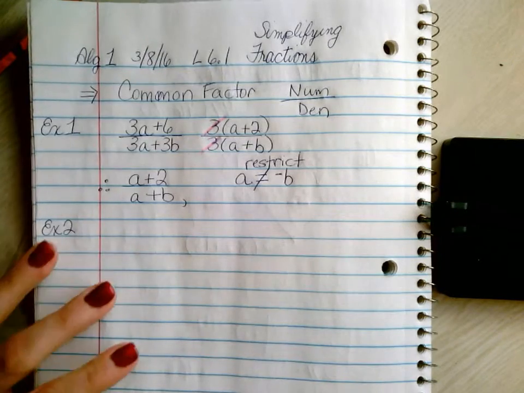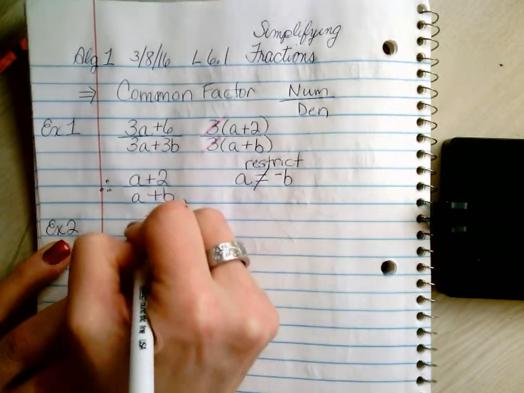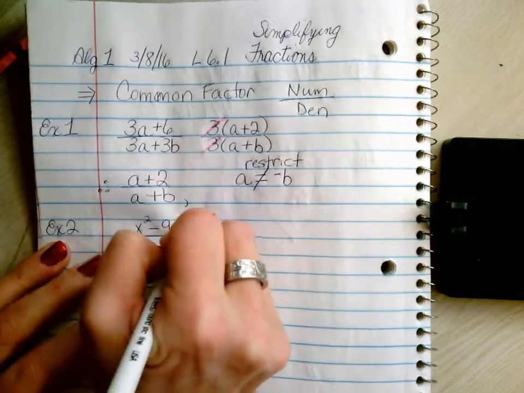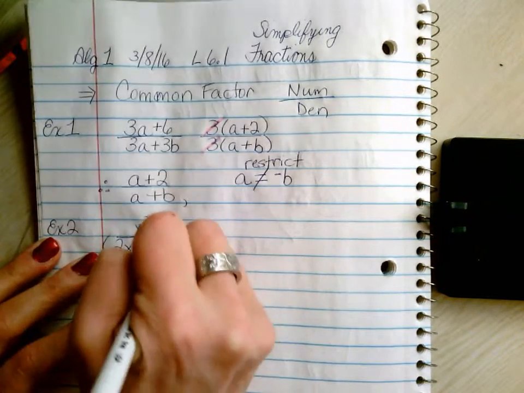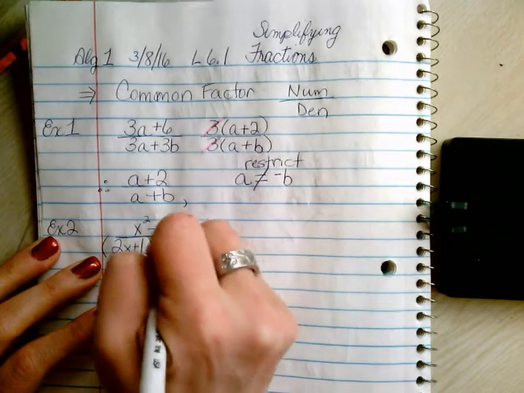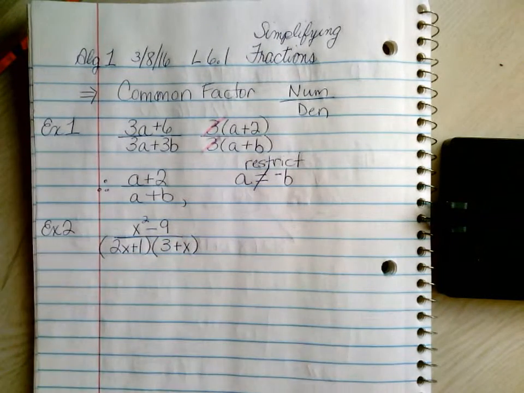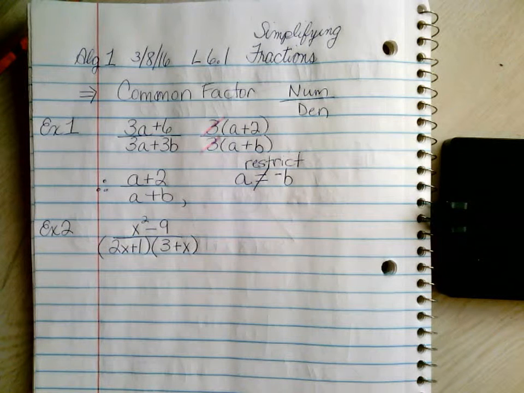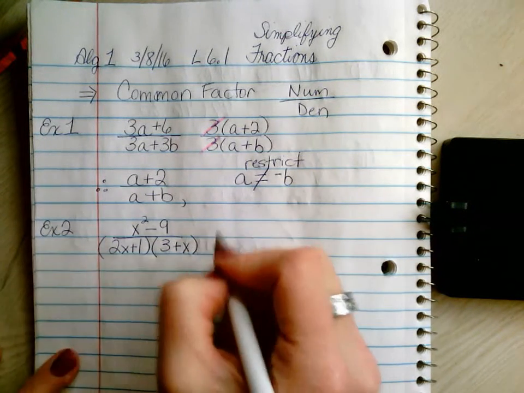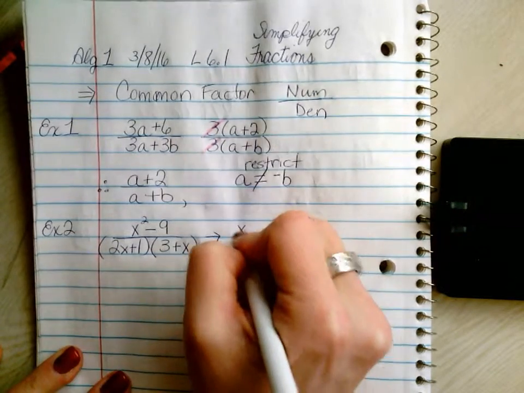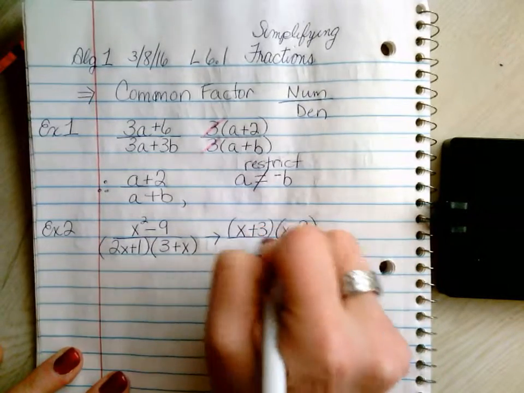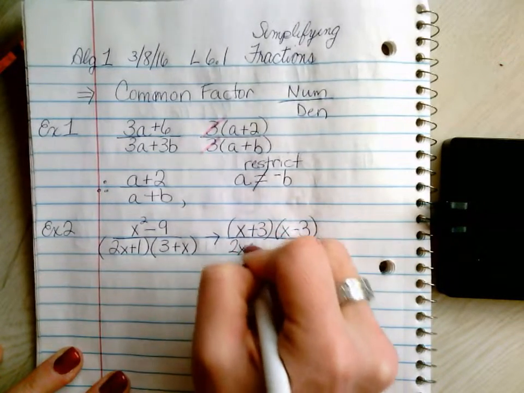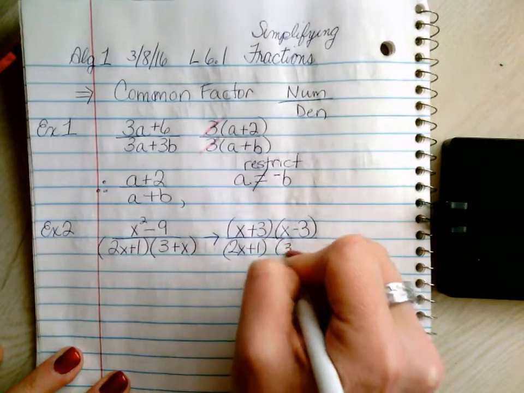Example 2 has us looking at something a little bit bigger. X squared minus 9 over (2x plus 1) times (3 plus x). Notice the denominator is already factored. Looks like the numerator is a difference of squares, isn't it? I'm going to go ahead and begin by factoring: (x plus 3)(x minus 3), and all of that goes over (2x plus 1)(3 plus x).